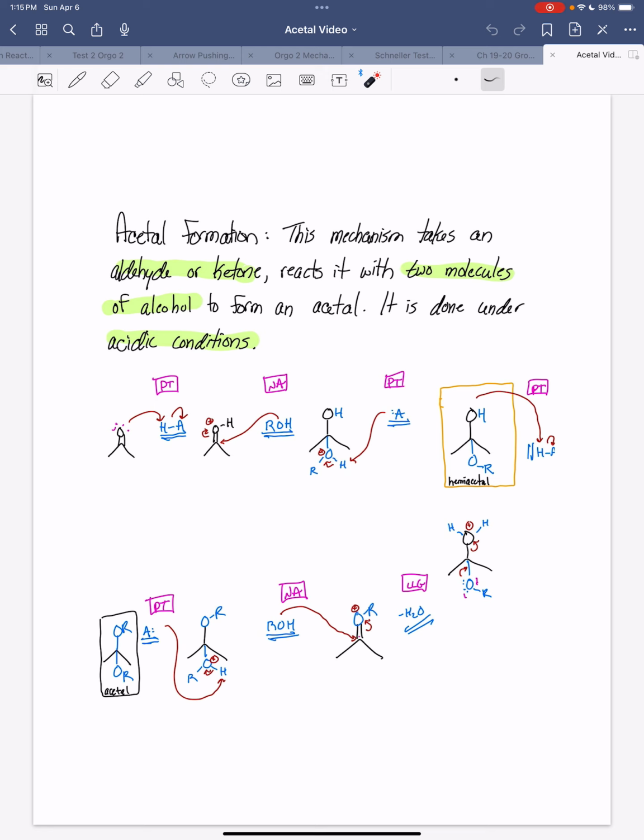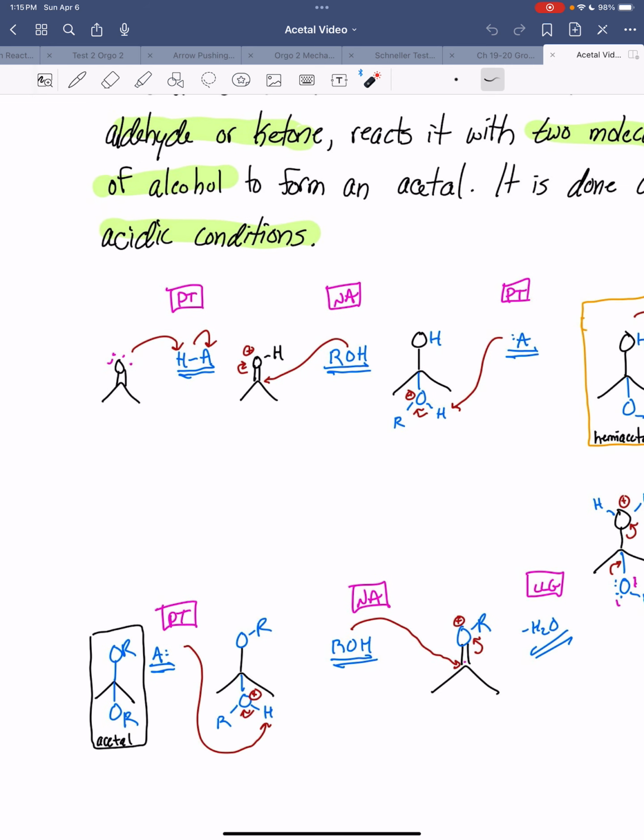So let's look at this basic mechanism breakdown on this page, and then we'll work out a couple of examples. So here's our ketone that we're allowed to start with. And the first thing we're going to do is a proton transfer from some acid. It doesn't matter what it is. And so this carbon is already electrophilic in nature, but it's like a super electrophile once you've protonated this ketone.